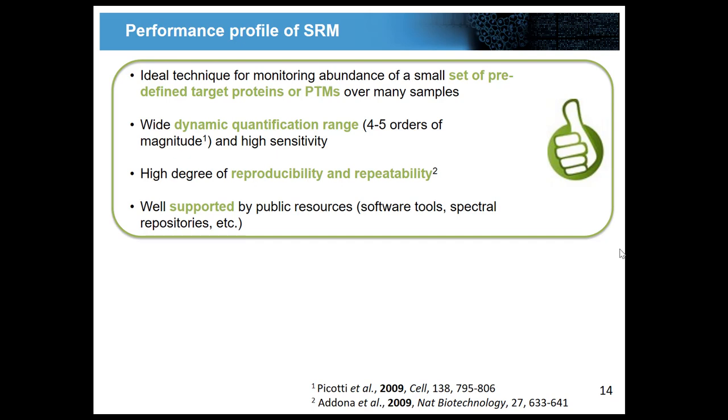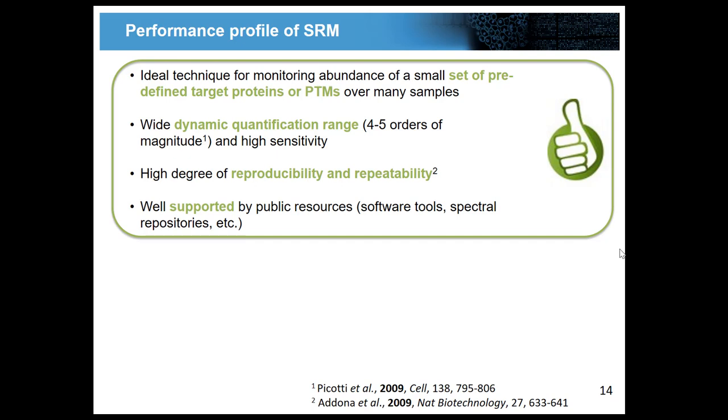The cool advantage of SRM is that you can cover such a wide dynamic quantification range. Mike also had this in his slide. So 4 orders of magnitude is often no problem to achieve with SRM. You can measure very sensitively with SRM, with shotgun proteomics, or also with a technique like SWATH-MS. The sensitivity is not as good as you can achieve with SRM.